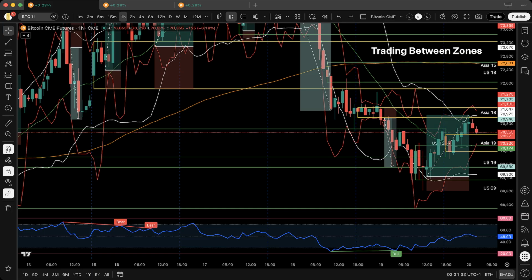Price moved higher from there, but it did not break cleanly beyond structure. It tested the upper boundary of the March 12th U.S. session and stopped again. So now we have multiple sessions forming inside the same region. March 18th Asia, March 19th U.S., March 19th Asia, all interacting with the March 12th structure. This is compression, not expansion.